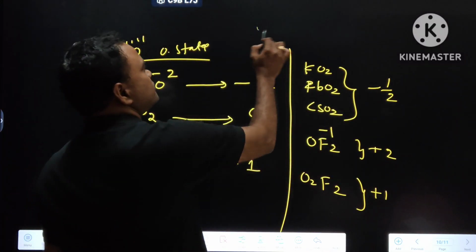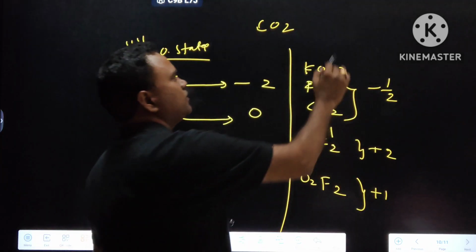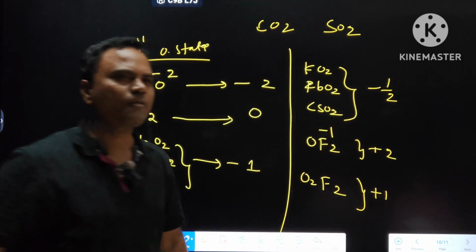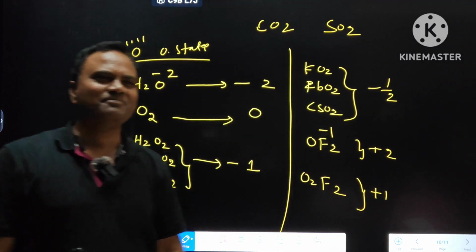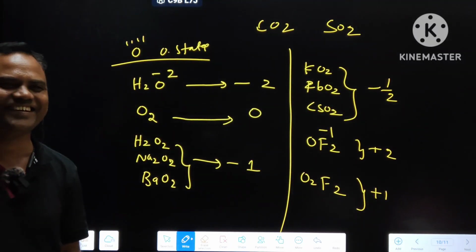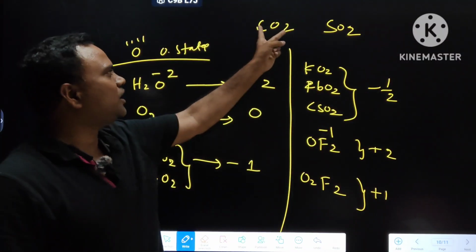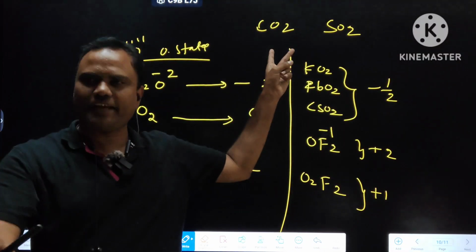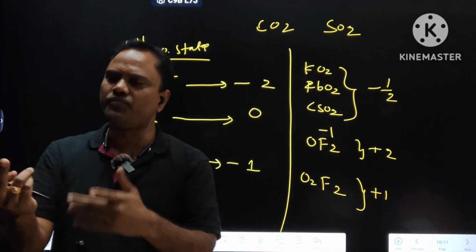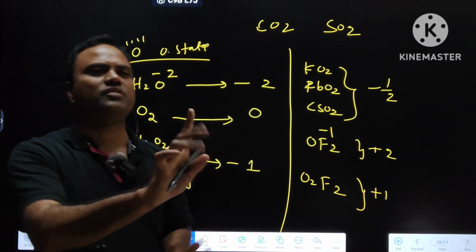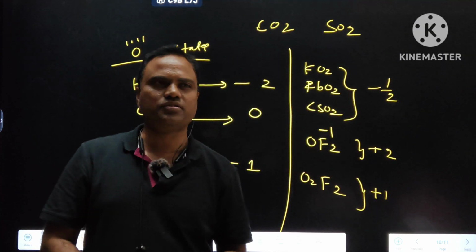What is the name for this compound commonly? You tell me. Carbon dioxide. What is its name? Sulfur dioxide. Generally, a binary compound of oxygen is called an oxide. Binary compound means made up of two elements. In that, oxygen compulsorily should be one, and it is called an oxide.